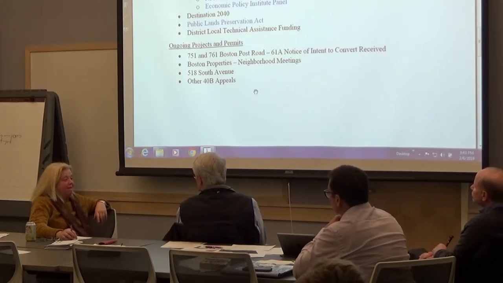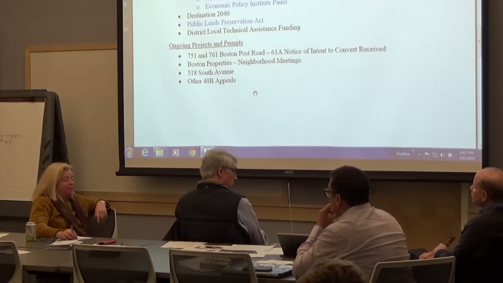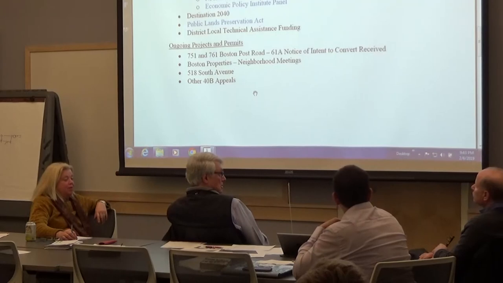What we're looking at now is somewhere between 750 and 800 affordable housing units under consideration. That's the reality right there. A lot.